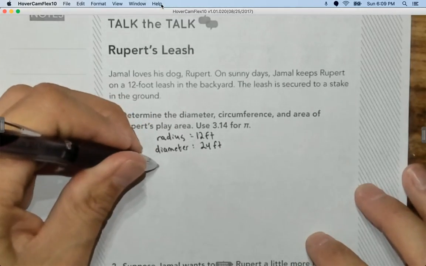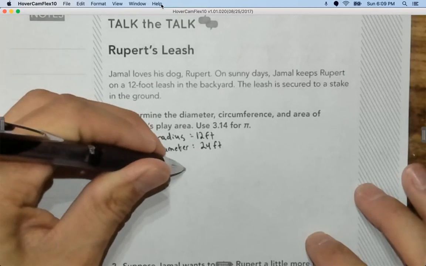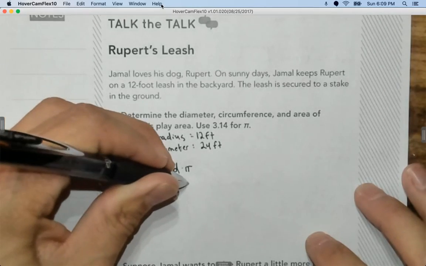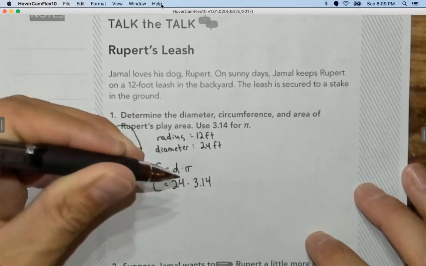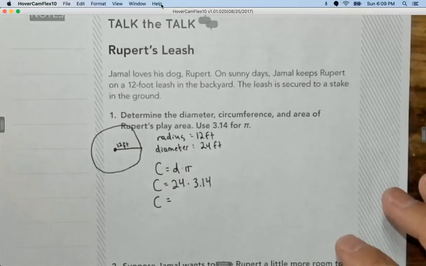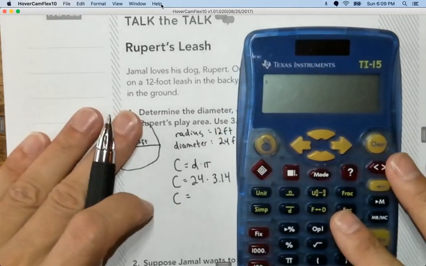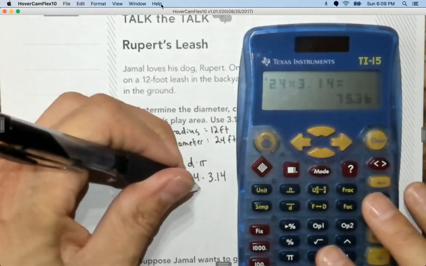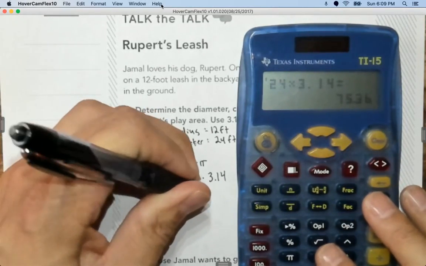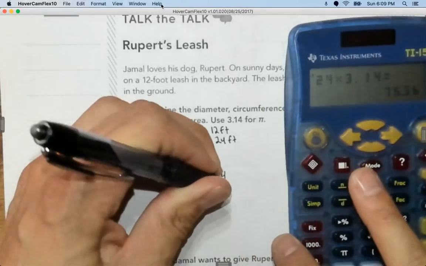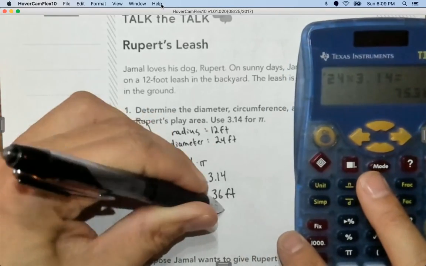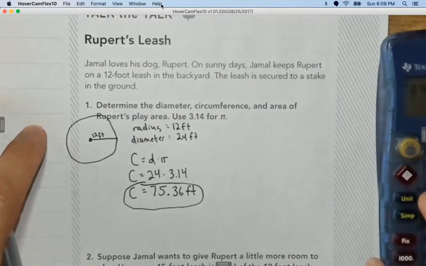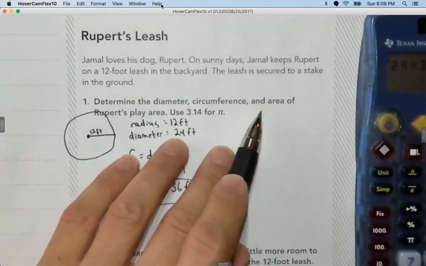The circumference, if he went around in a circle, how far would he go? Well, circumference is diameter times pi. In this case, it would be 24 times the approximation they told us to use at the beginning, 3 and 14 hundredths, which is going to be 75 and 36 hundredths feet. So if he went all the way around in a circle, young Rupert would go that far.